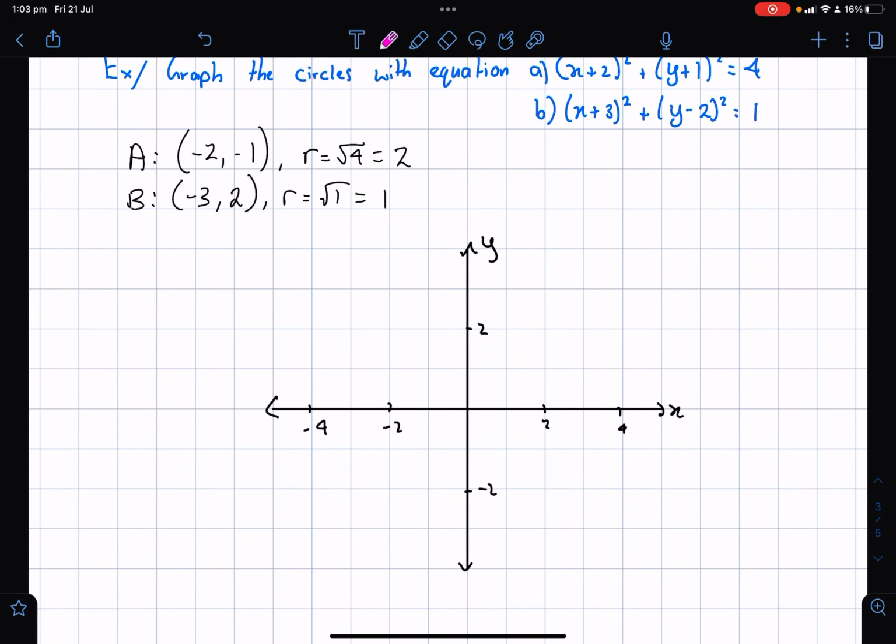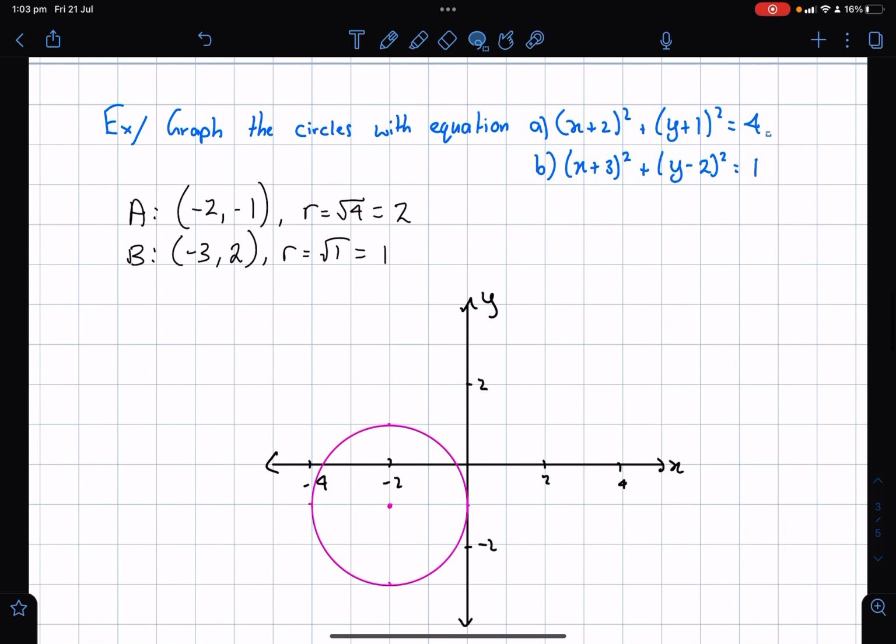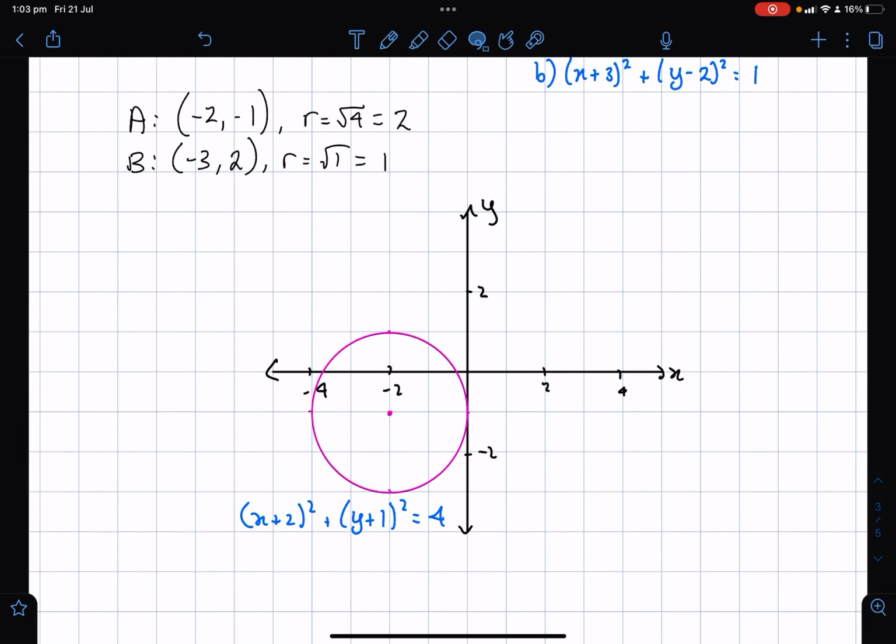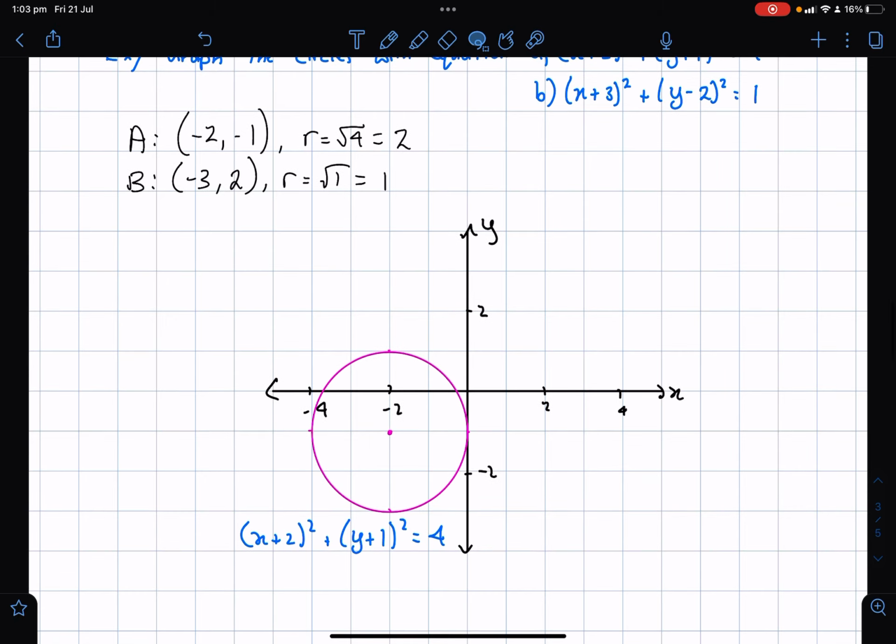So I'm going to graph A in pink. So (-2, -1), that's the center there. And it has a radius of 2. So boom, boom, boom, and boom. Then I'm just going to draw my circle. I can cheat a little bit and get a nice circle here. And I'll just make sure it fits nicely. There we go. So all we have to do now is label. So I'm going to steal this and label my equation there. Okay, so that's circle A.